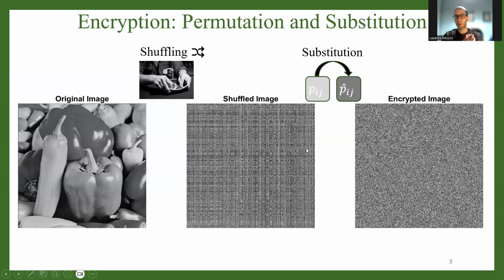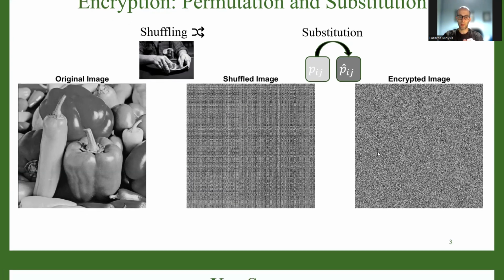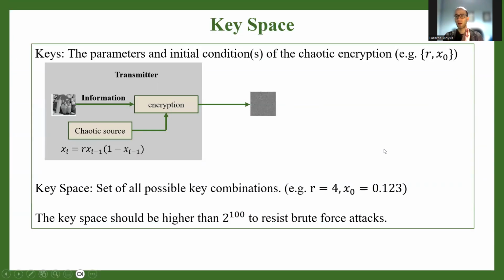The classic operations, of course, are shuffling and substitution. You can see the previous videos where we describe them in detail. Let me remind everybody about the key space and the key values. For this symmetric encryption, the key values constitute the parameters of the chaotic system.